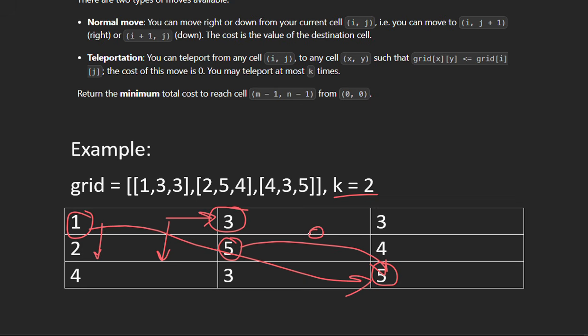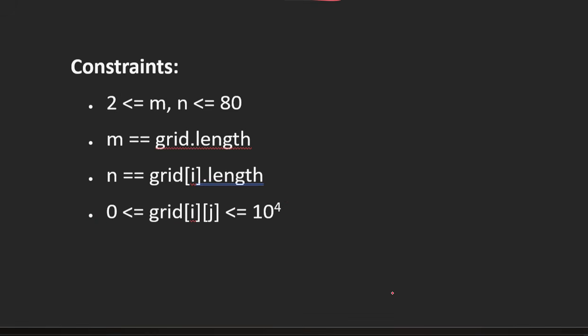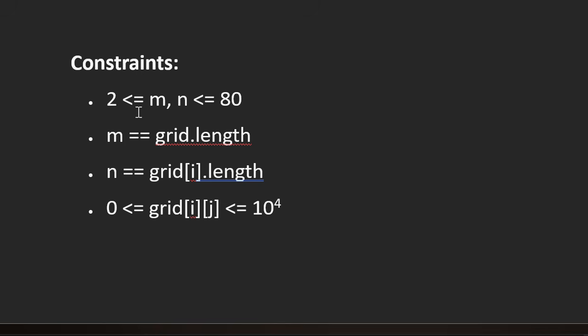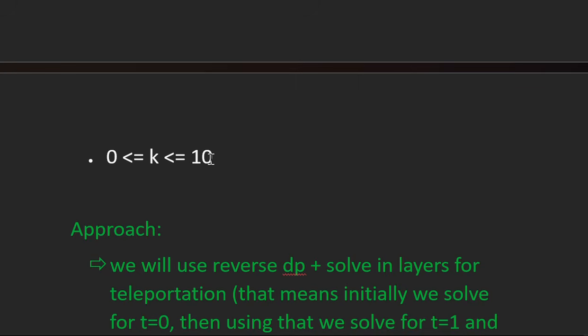These are the two types of movements allowed, and we have to return the minimum cost to go from the cell 0 comma 0 to m minus 1 comma n minus 1. Let's see the constraints. The number of rows and columns can be up to 80, the value of any element can be up to 10 to the power 4, and the number of teleportations allowed is up to 10.